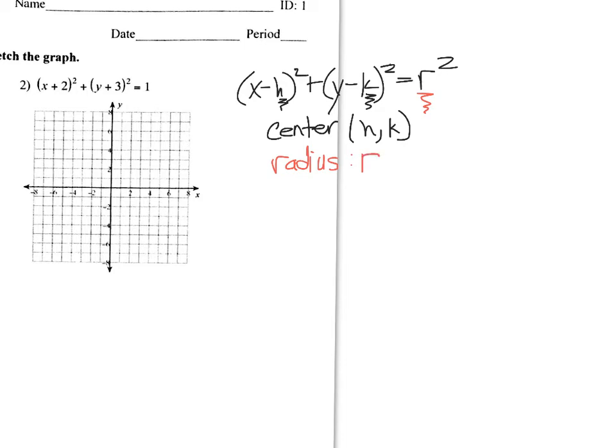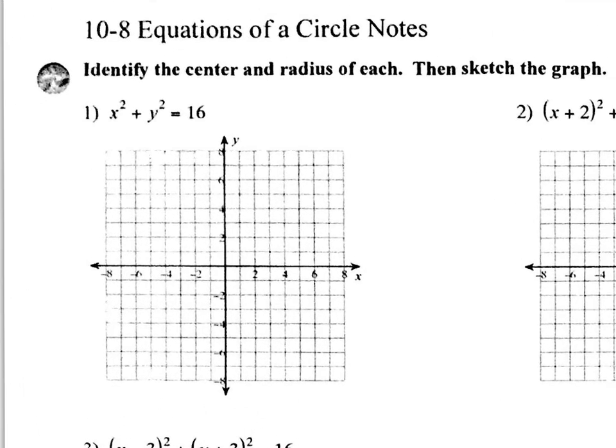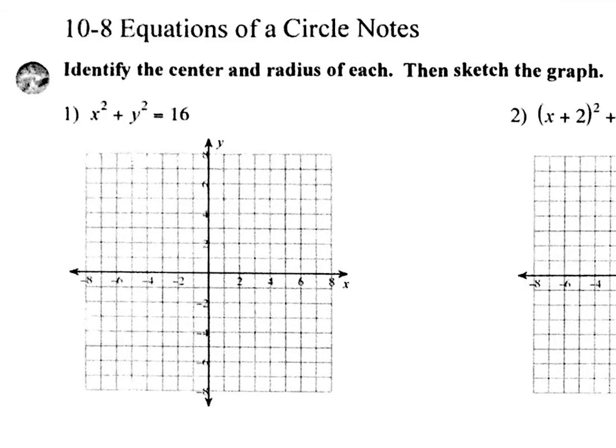Okay. So let's look at some of these problems. It says identify the center and radius of each, then sketch the graph. Okay, so again, right above it I'm going to write the formula. So it's (x minus h) squared plus (y minus k) squared equals r squared.